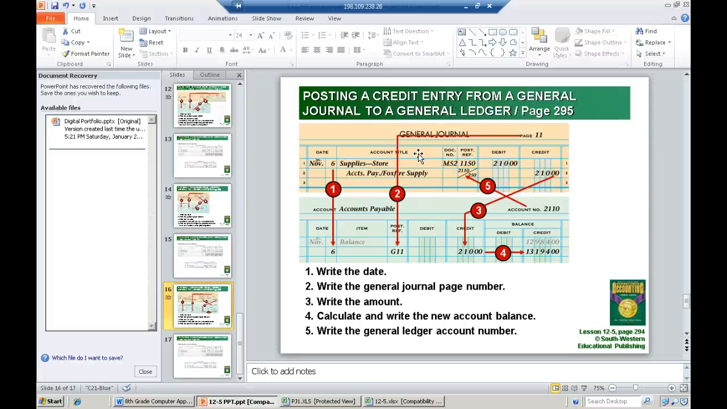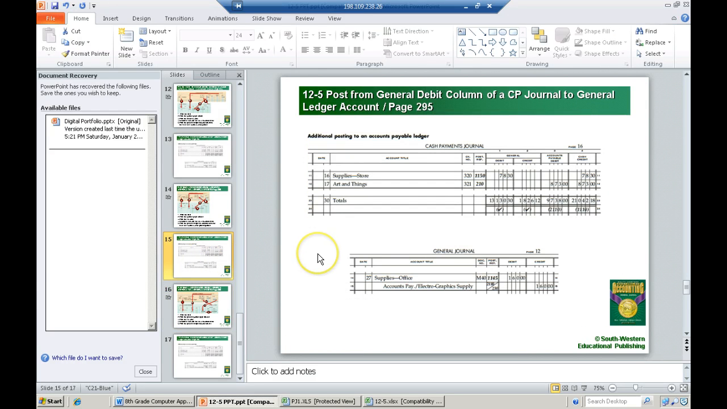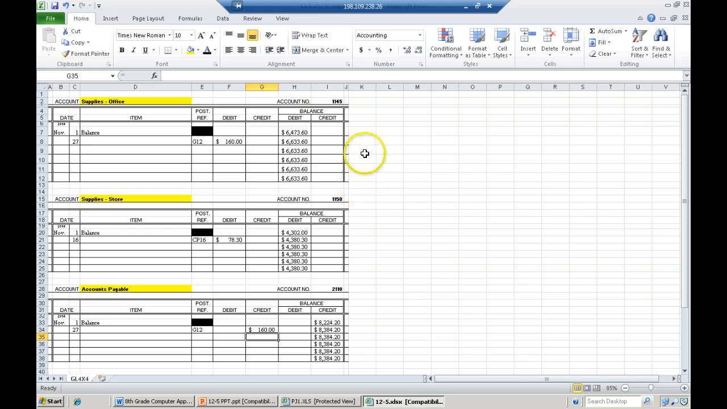If you have questions, you might want to refer back to this video or hit pause, especially if you're doing the transaction. This is where I took my information from to post to the ledger. And again, you might want to push pause here too to see what it should look like after completing this assignment.